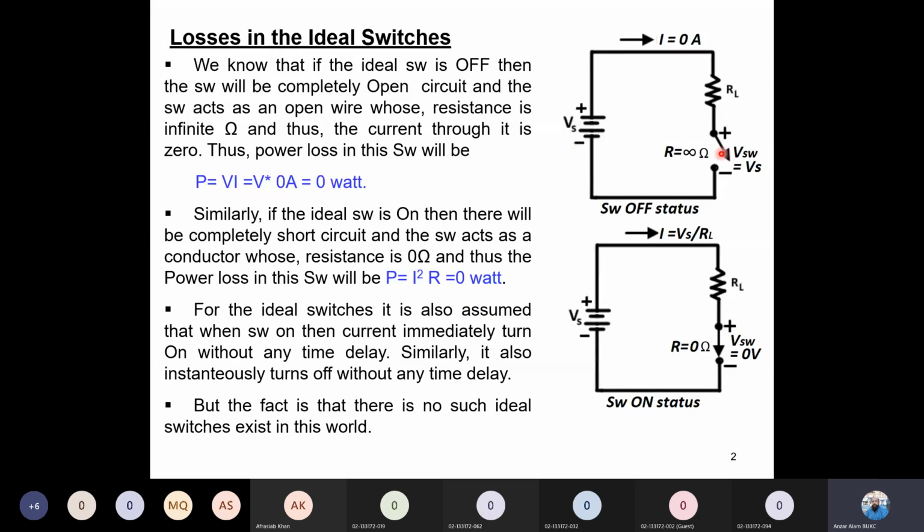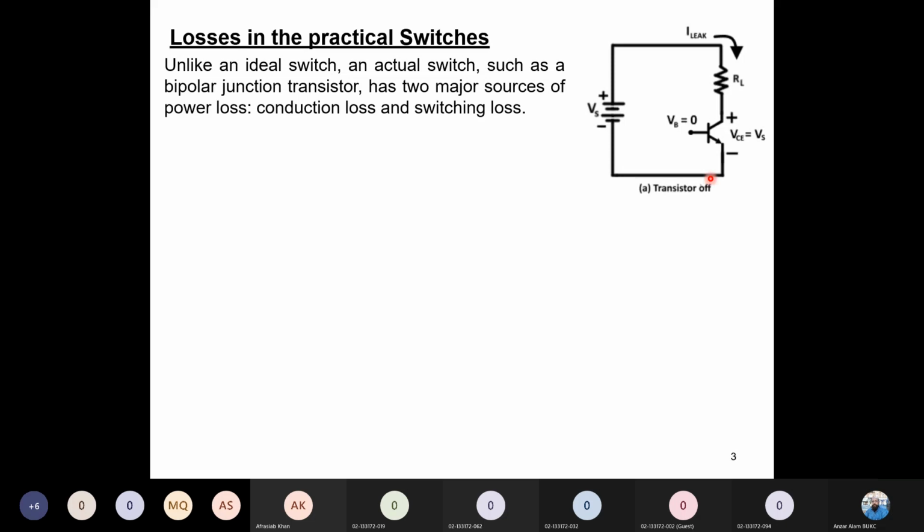In a practical switch, we will replace this by a transistor. So in the next slide, this is the practical switch. Here we replace the ideal switch by a transistor.